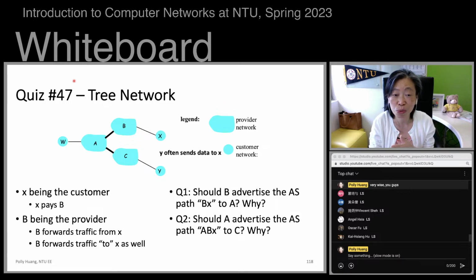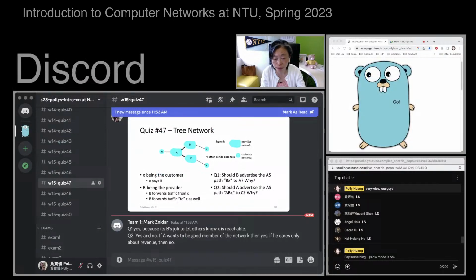This is quiz 47. Let's go to the score channel, W15, quiz 47. Oh, okay, I see. Mark already posted the solution. You guys are given 2 minutes to think about it and type up your solution. Let's start.